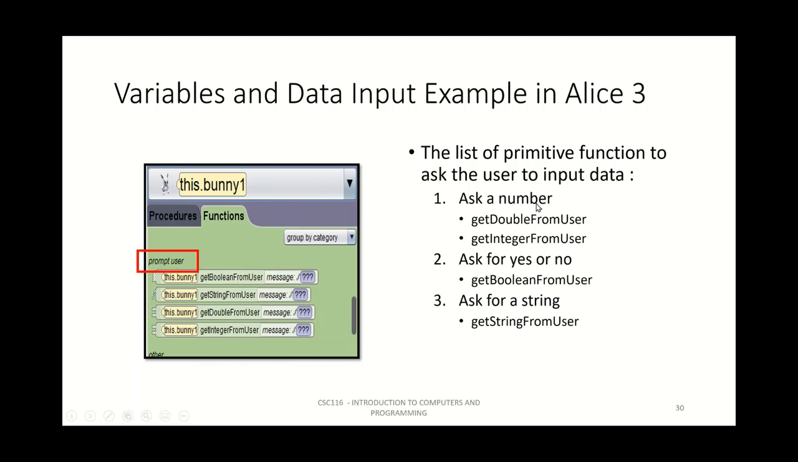First, ask for a number. For asking a number, we have two categories. Get double from user, we use when we set a variable by using a decimal number. Get integer from user, when we set a variable by using a whole number. Second, ask for yes or no. The instruction is get boolean from user, so this instruction can be used when we set a variable by using a boolean. And lastly, ask for a string, by using the instruction get string from user. This instruction can be used when we set a variable by using a text string.